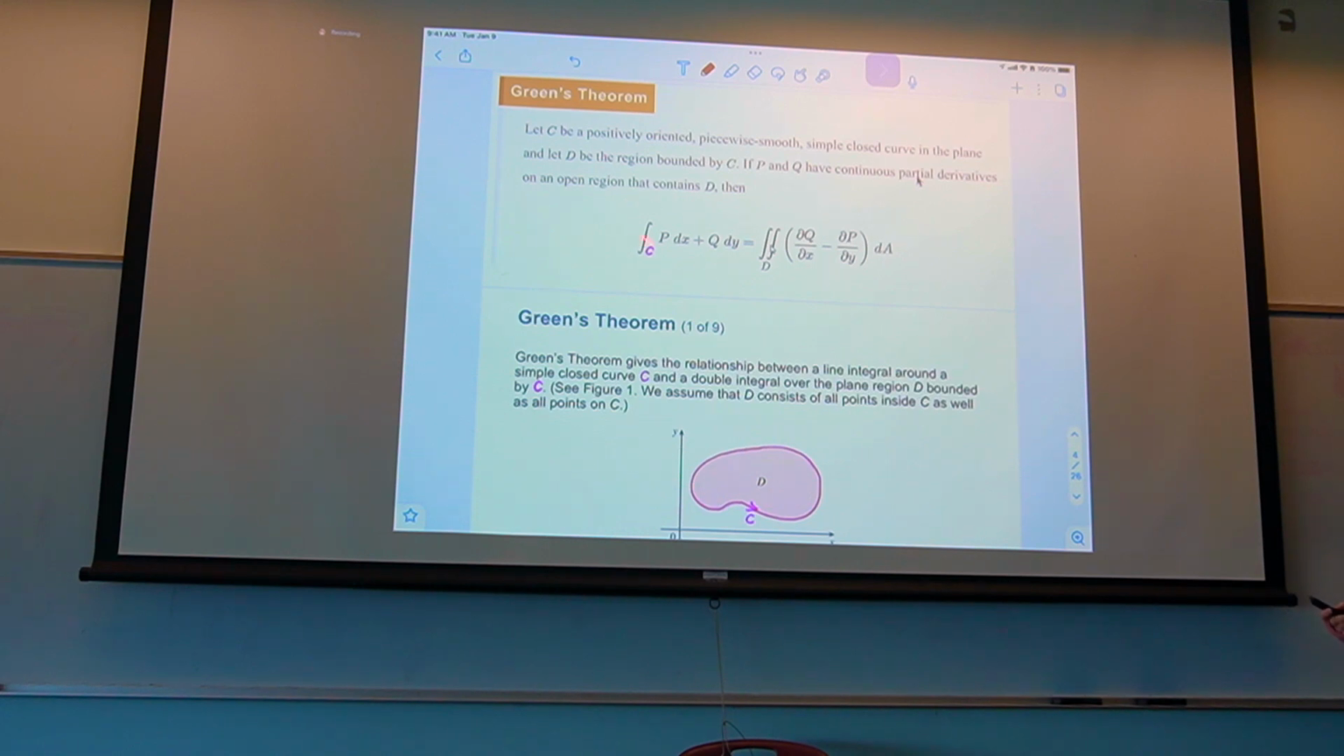So it's kind of beautiful here, because we relate what happens over this region, this double integral, to only the boundary. This double integral here is actually determined by the boundary, this single integral on the boundary. And we're going to see how we use it today.